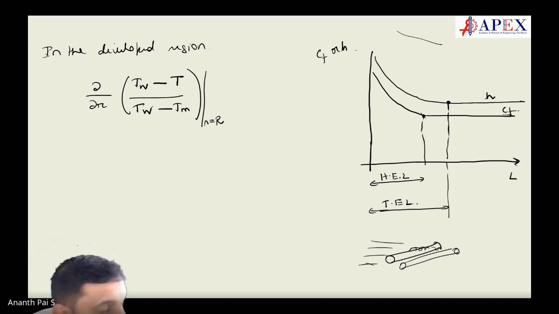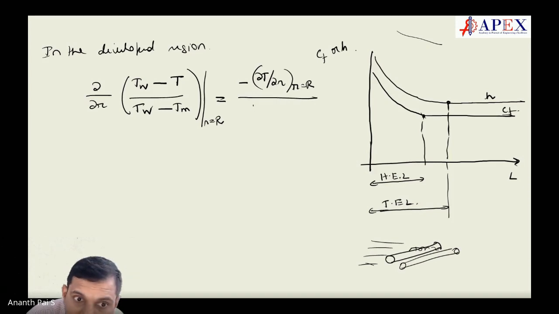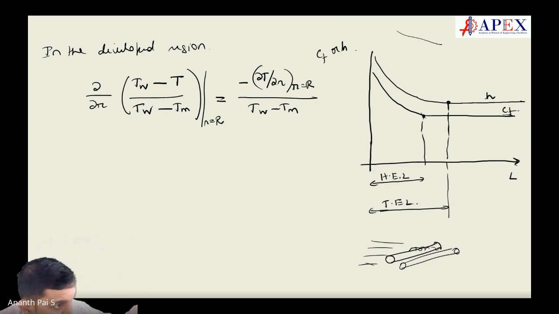At r is equal to R, it is the boundary. It is equal to minus ∂T/∂r at r equal to R, divided by T wall minus T mean at that particular location. T mean does not mean Ti and To. Bulk mean temperature is taken by Ti and To.